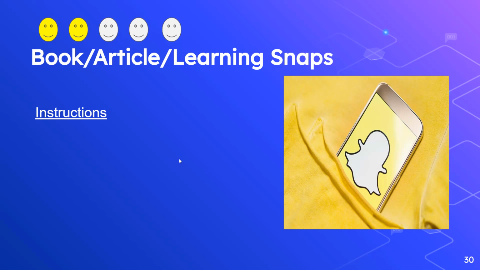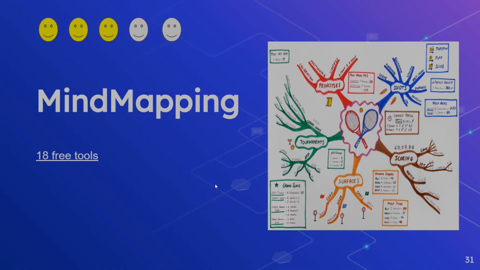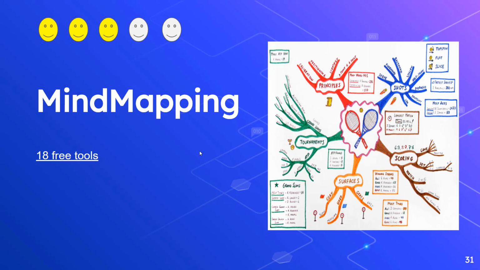Book, article, learning snaps. This is when kids take a picture of a reading, an article, a book, whatever, and then they add in how they feel about it. They add in emojis and bitmojis and text and all that. Mind mapping. There's lots of free tools for doing this. This helps kids to organize what they learned. You can give them a whole group of words and phrases, and they have to go in and organize that.